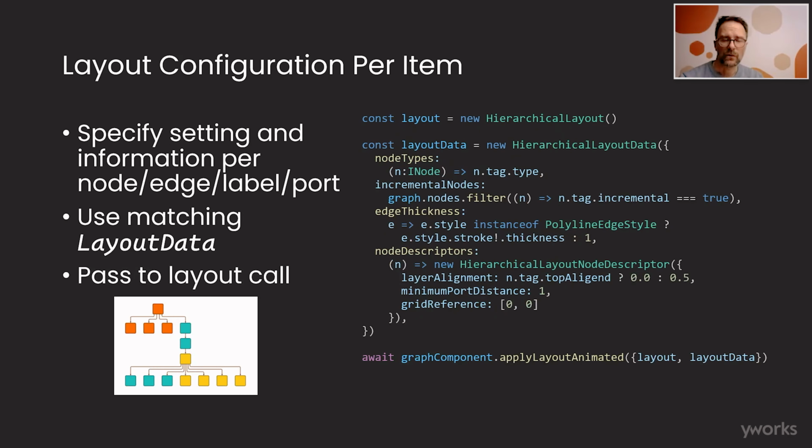Another very important concept when it comes to layout configuration is that you may want to specify a configuration per item in your graph. So some items in your graph should be treated specially in the layout. For example, sometimes the items in a graph can have a different semantic meaning, and you want them to be clustered together, but the algorithm doesn't know that they have a semantic meaning, so you need to provide that information to the algorithm. And here's how that works.